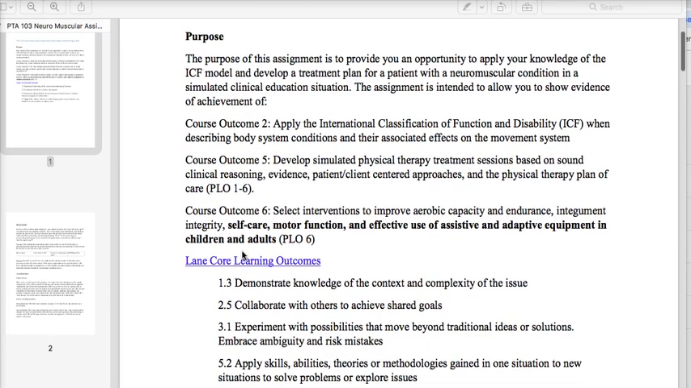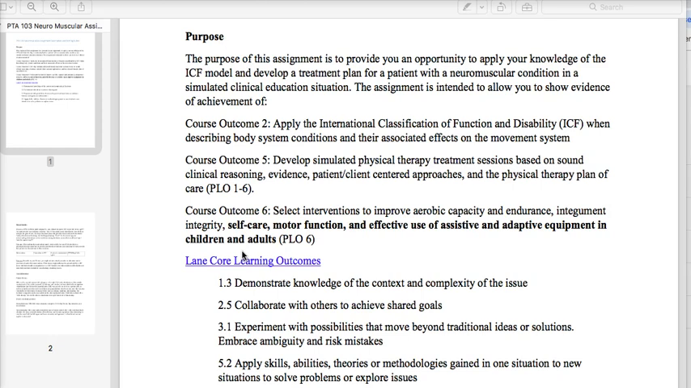And so the course outcomes that we're looking at specifically are being able to apply the Classification of Function and Disability, International ICF model when describing body systems and their associated effects on the movement system. You are certainly familiar with health conditions and impairments, and what impact the health condition and impairments have on this individual's ability, for example, to participate and to socialize, among other things.